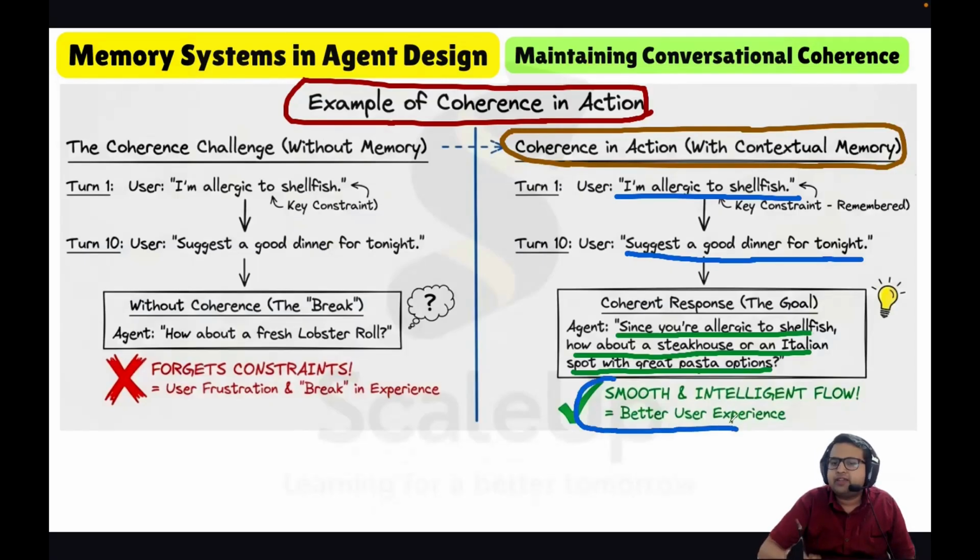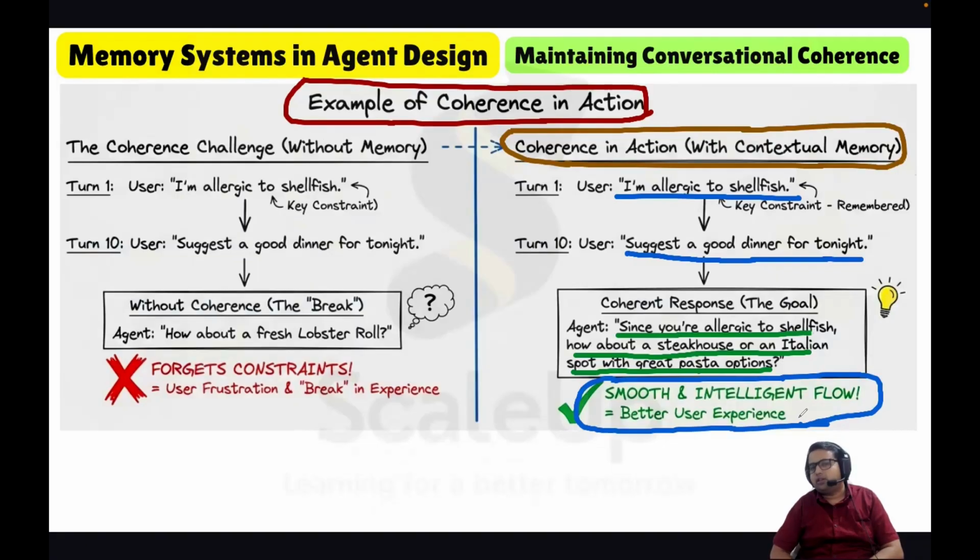So it is a smooth and intelligent flow, which leads to a better user experience. If the agent remembers and responds like, "Since you are allergic to shellfish," the user will be very happy and convinced that they can trust the agentic AI system, because it is taking care of the key constraints of the user. This is a very important aspect. If you are designing an agentic AI system, we have to take this into consideration. We have to maintain conversational coherence, and for that we have to make use of contextual memory.